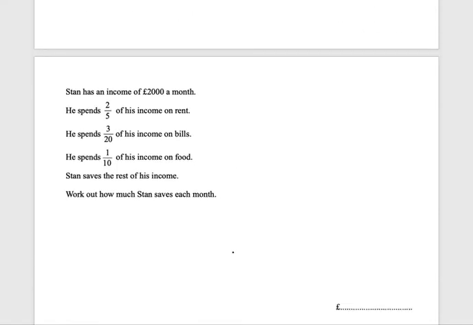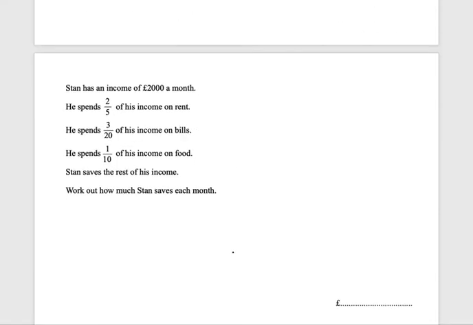Okay, next question. Stan has an income of £2,000 a month. He spends 2/5 of his income on rent. He spends 3/20 of his income on bills. He spends 1/10 of his income on food. Stan saves the rest of his income. Work out how much Stan saves each month.